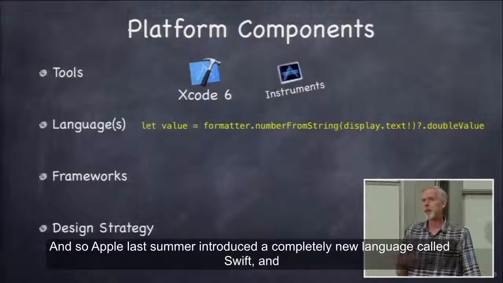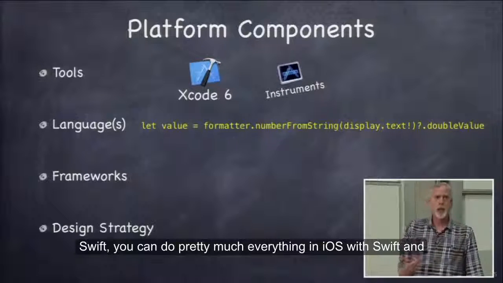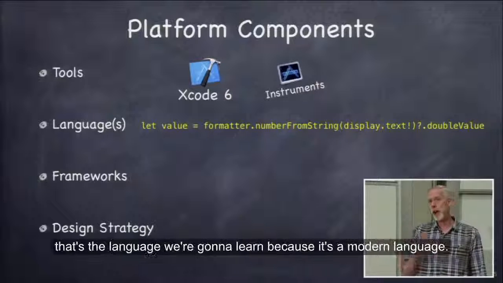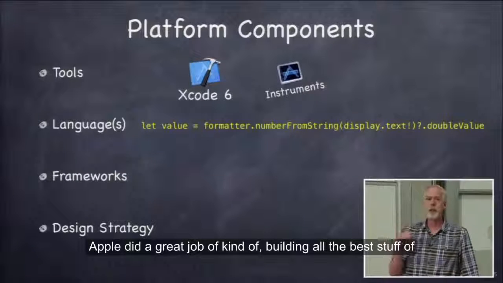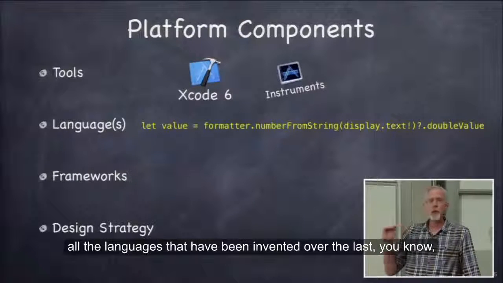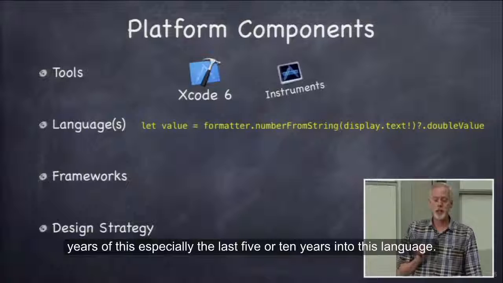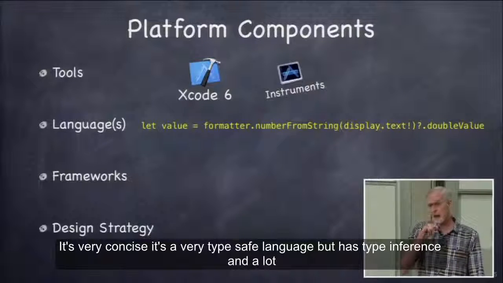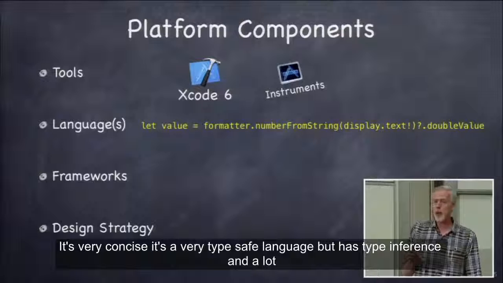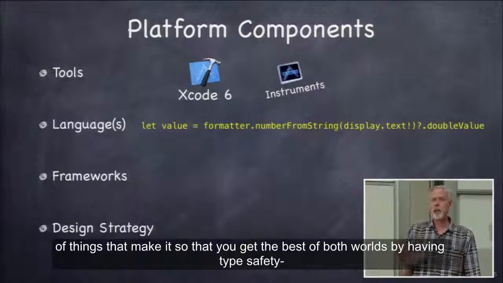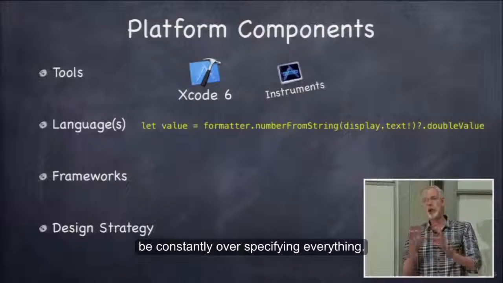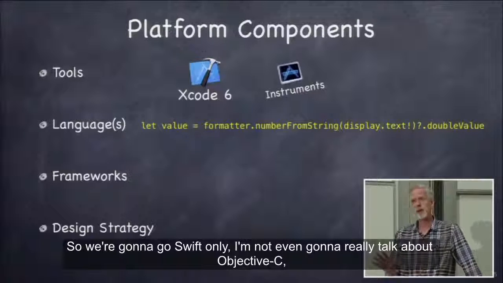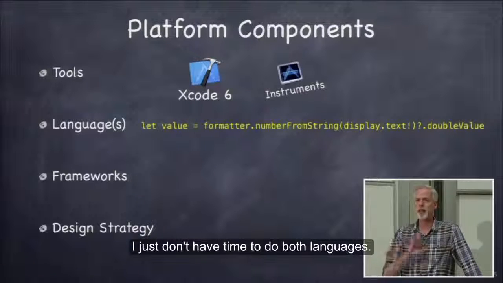And so Apple last summer introduced a completely new language called Swift. You can do pretty much everything in iOS with Swift, and that's the language we're going to learn because it's a modern language. Apple did a great job of building all the best stuff of all the languages that have been invented over the last 25 years, but especially the last 5 or 10 years, into this language. It's very concise. It's a very type-safe language, but it has type inference and a lot of things that give you the best of both worlds: having type safety and not having to constantly over-specify everything. So we're going to go Swift only. I'm not even going to really talk about Objective-C. I just don't have time to do both languages.